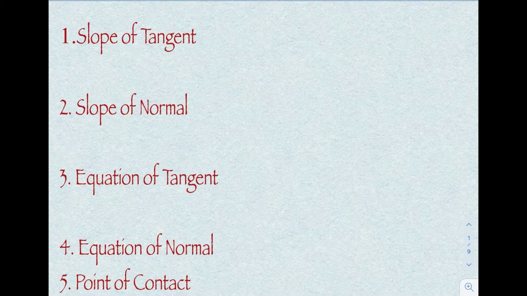Let's begin. First, slope of tangent. Now, if we have a function y is equal to f of x and there is a point of contact. By point of contact, we mean that the point at which tangent touches the curve. For slope of a tangent at particular point, it is given by its derivative, that is dy by dx at the point h comma k.